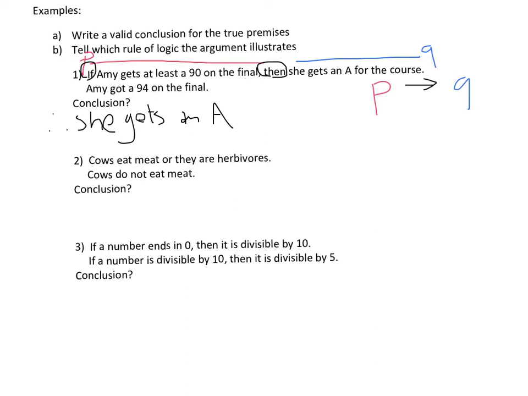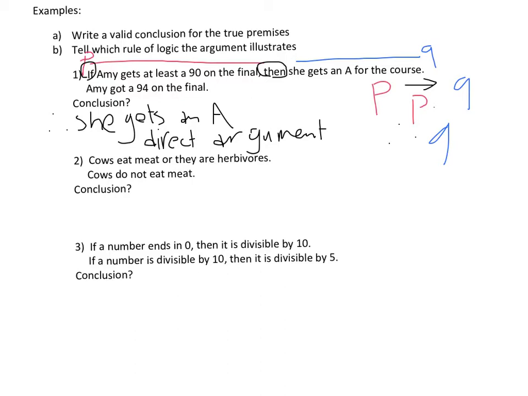My next statement is Amy got a 94 in the final. So that means P is true. And then from that, I can draw a conclusion that, therefore, Q. And that is a direct argument. You can think about it that we're directly following the arrow. If P is true, then Q is true.